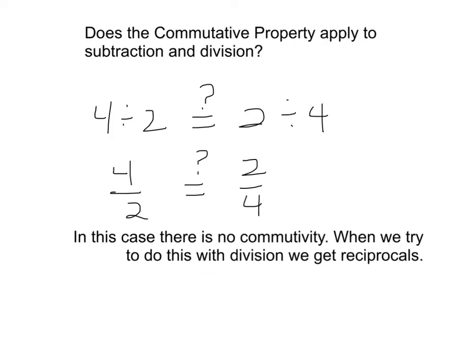With division, though, the whole commutative property kind of breaks down. Even if we were to take the absolute value, what we're still ending up with is reciprocals. Although this is an interesting way to think about reciprocals as being kind of turnaround facts with the same numbers using division.